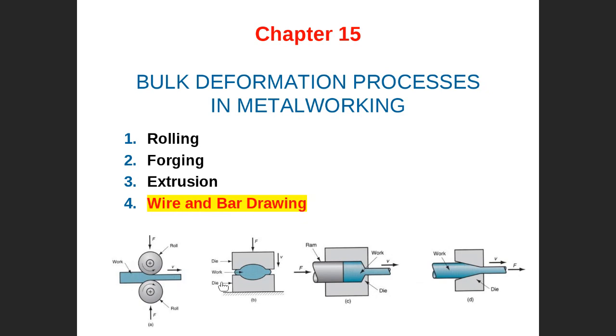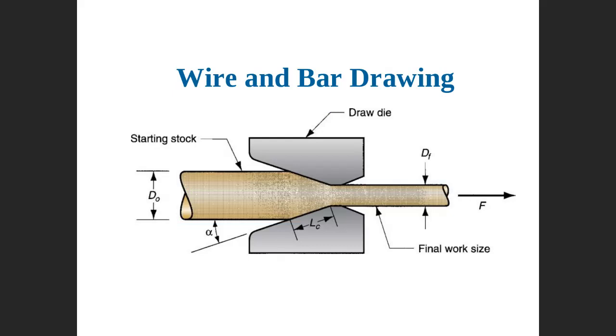This is rolling, this is the forging process, this is the extrusion. Today is wire and bar drawing. In wire and bar drawing, we pull, not push. There is no pressure here; we are not applying pressure. In extrusion, we apply pressure. We push the material to exit from the die opening with the same shape.